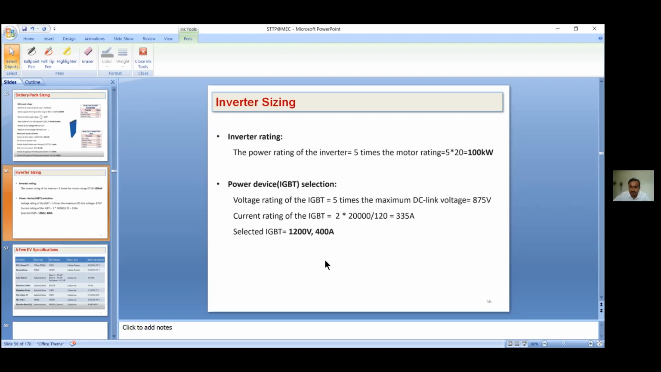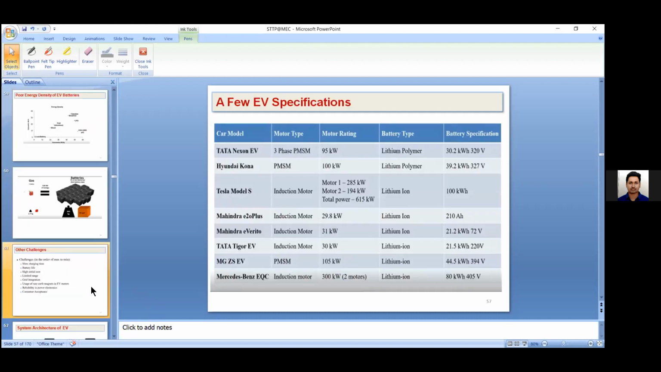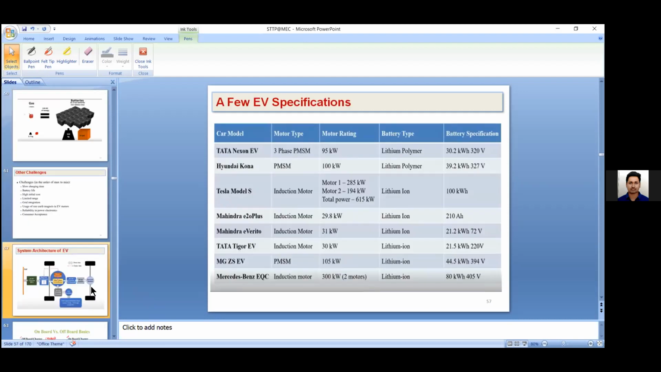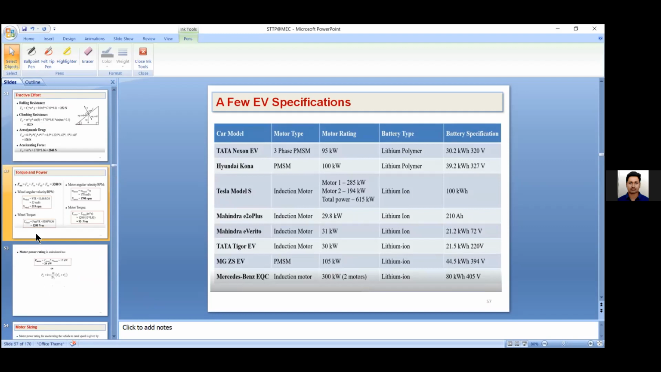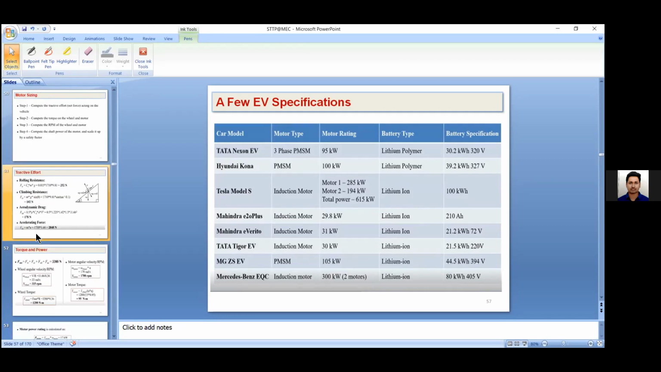Next question: which is the best motor to be considered for EV application? Sir, here we have discussed the different possibilities. For the two-wheeler or three-wheeler segment, BLDC is most generally used, and for four-wheelers, we are going with induction motor or PMSM.